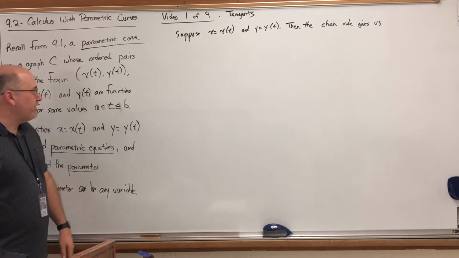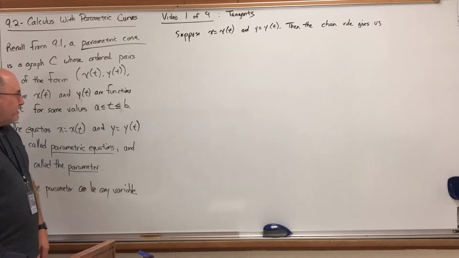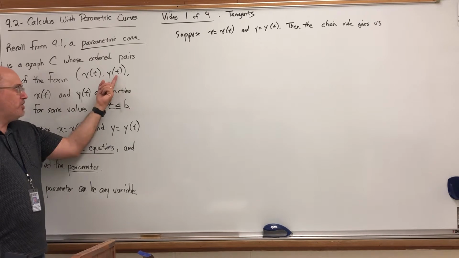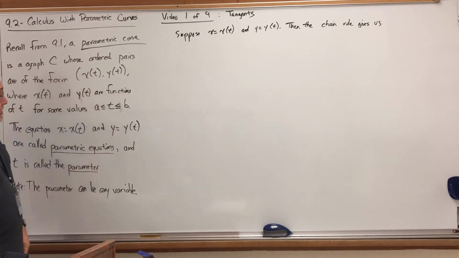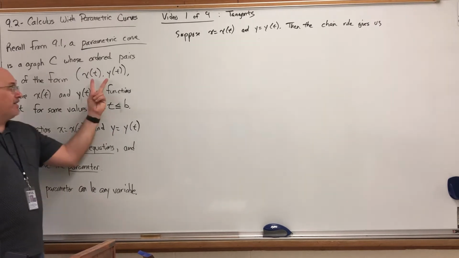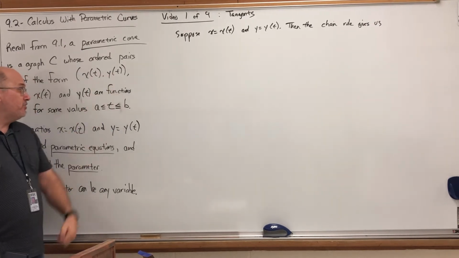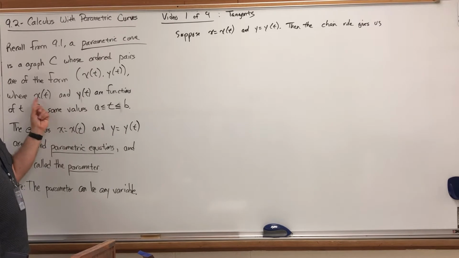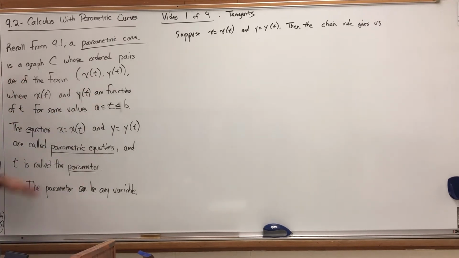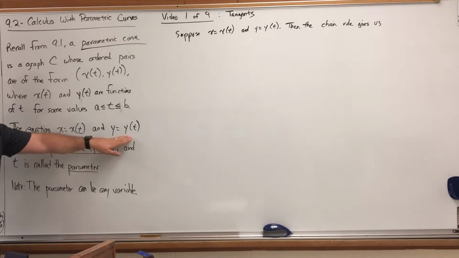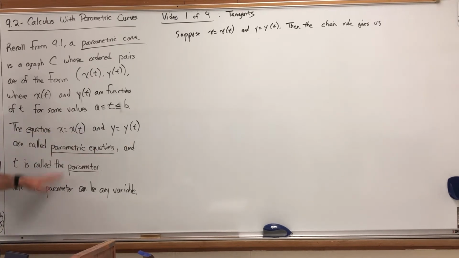Prior to parametric equations, it was almost always, we'll calculate the y value if you give us an x value and tell us what to do with it. And now in this context, it's, we'll calculate both the x and the y values if you give us a t value and tell us the two functions to calculate x and y. The equations x equals x of t and y equals y of t are called parametric equations, and t is called the parameter. And it is worth reminding you that the parameter can be any variable.